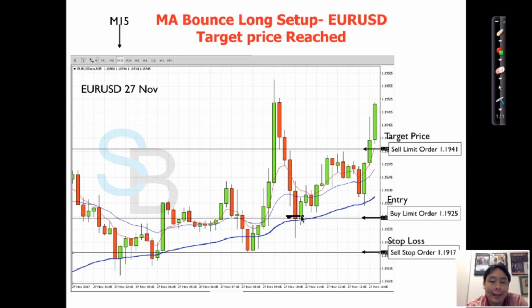And sometimes by the time you got a confirmation candle that tells you it has bounced, the price may have already moved up quite high. So your risk to return ratio may not be as favorable. So again, it depends on individual styles.